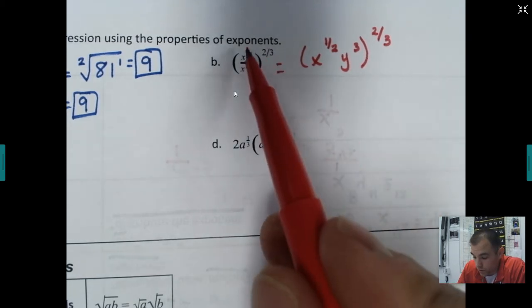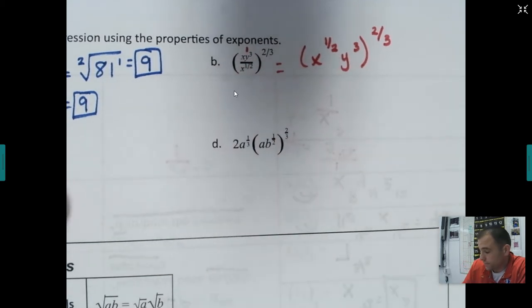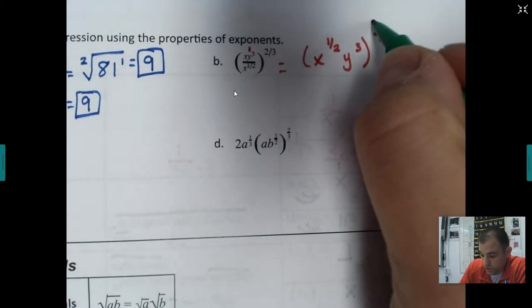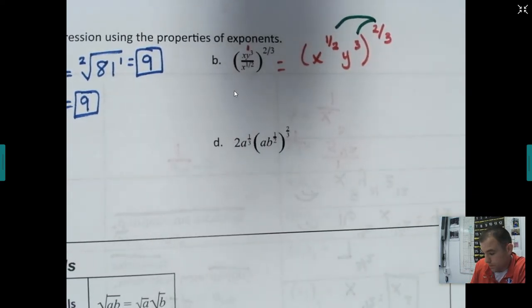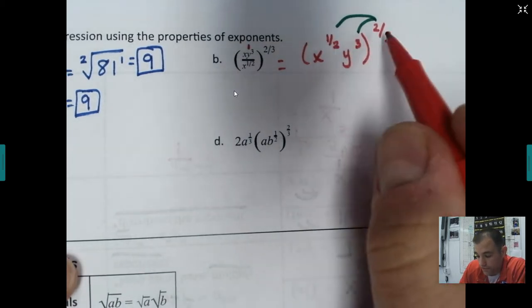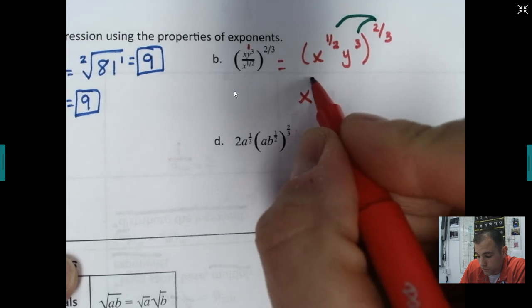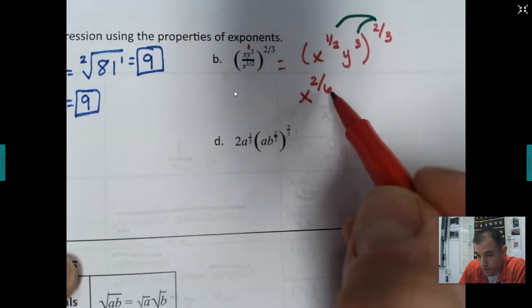Okay, so I subtracted 1 minus 1/2, subtract the x's, and got 1/2. Now, I have an exponent outside. So now I need to distribute that exponent to the other ones. If I did that, I then multiply. So I do 1/2 times 2/3, which would be 2/6. You just multiply top times top, bottom times bottom.